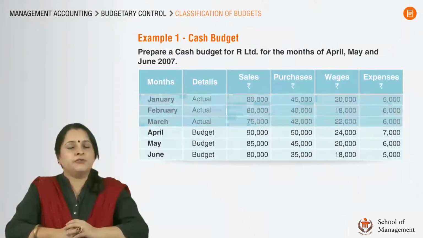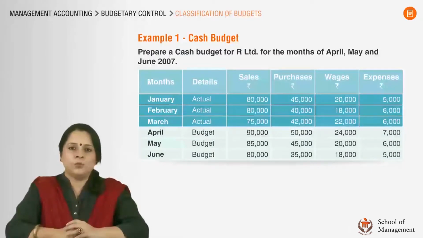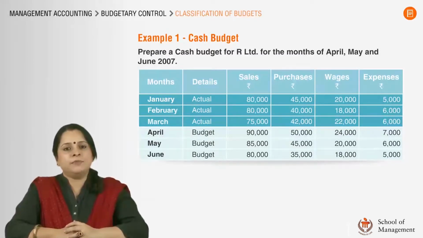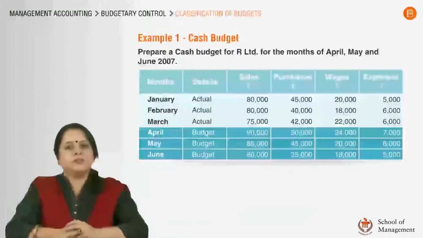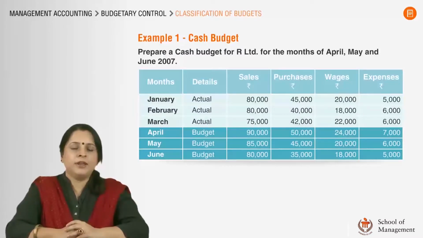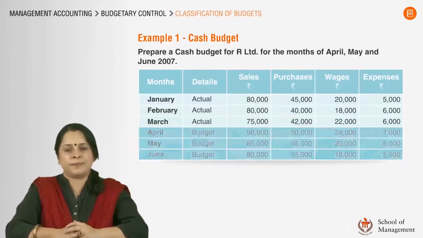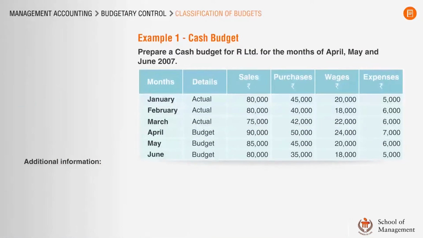Actual figures for sales, purchases, wages and expenses have been given for the months January, February and March. Similarly, budgeted figures for sales, purchases, wages and expenses have been provided for April, May and June. There is some additional information also given. 10% of the purchases and 20% of the sales made by the company are in cash.